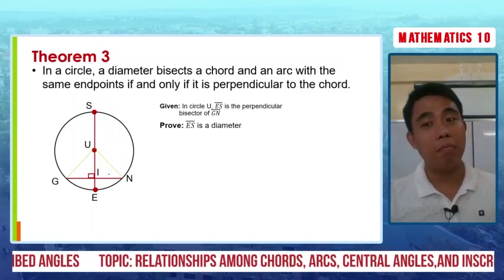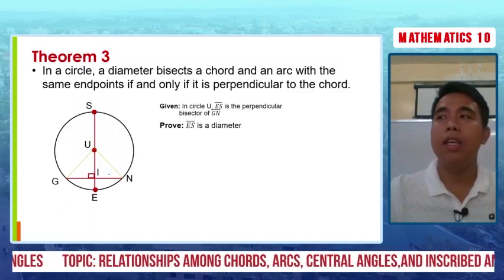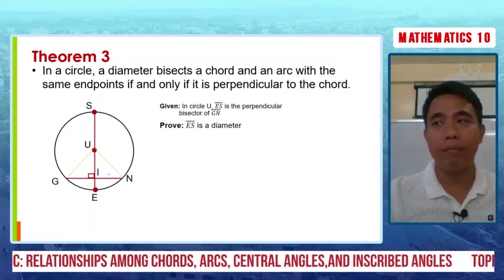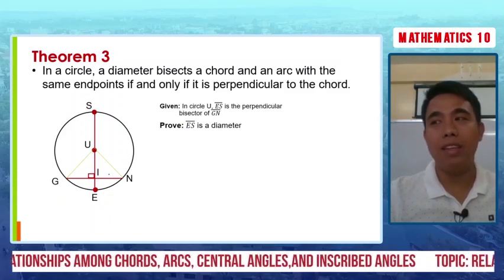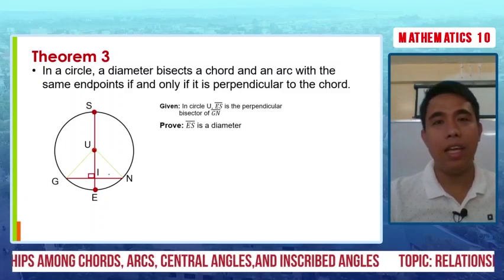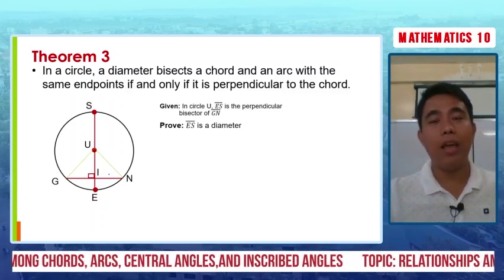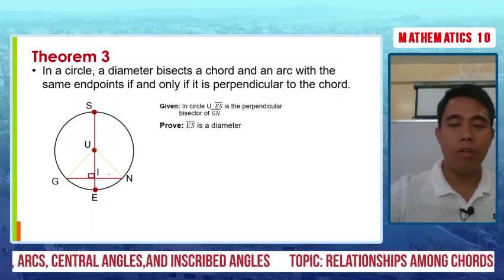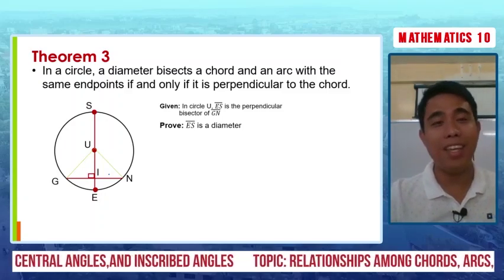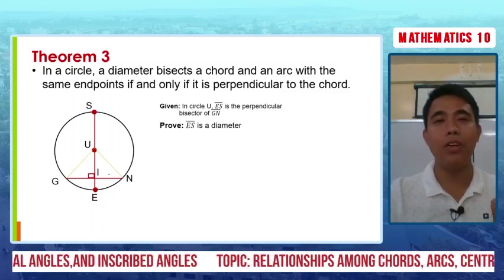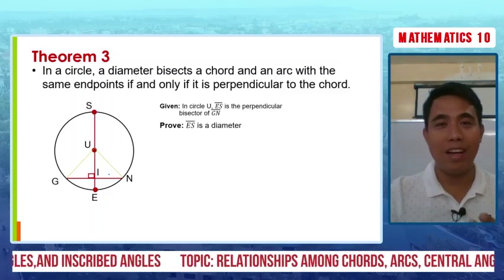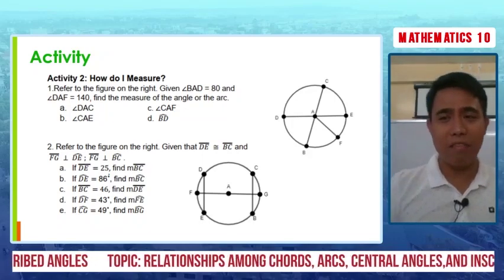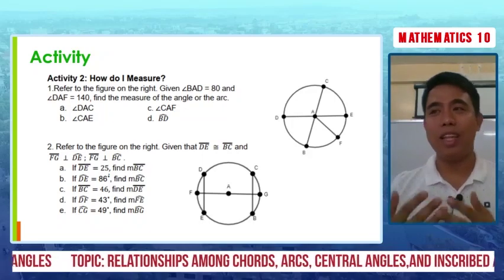So the other statement, since biconditional siya: in circle U, ES is the perpendicular bisector of GN. And we are going to prove that segment ES is a diameter. And again, I will leave that to you. You are going to answer that on your own for practice. Kasi, what's more, na ipapagawa ko sa inyo, there is a proof. Kailangan ng proof yun.